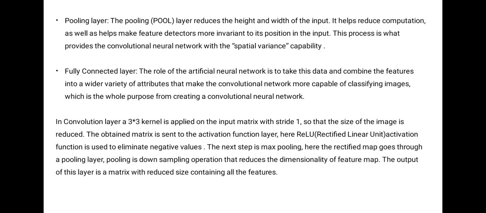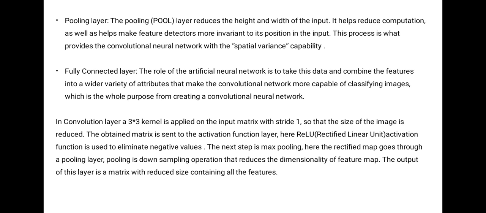Next, the fully connected layer. The role of the artificial neural network is to take this data and combine the features into a wide variety of attributes that make the convolutional network more capable of classifying images, which is the whole process of creating a convolutional neural network. In the convolution layer, a 3x3 kernel is applied on the input matrix with stride 1, so that the size of the image is reduced. The obtained matrix is sent to the activation layer.